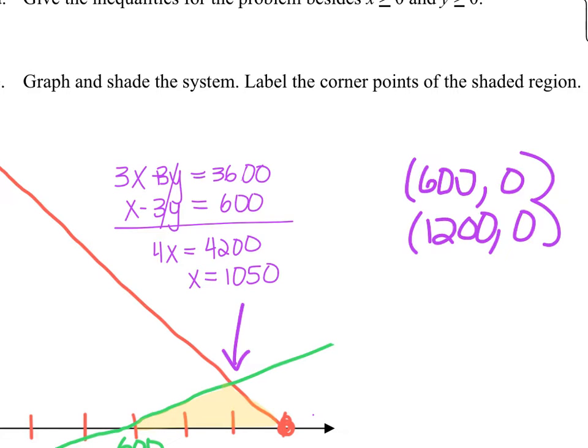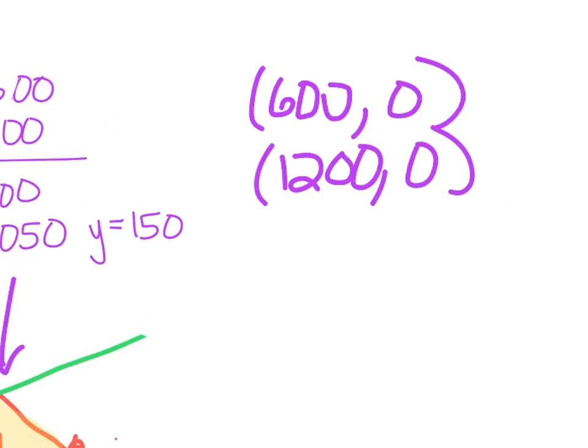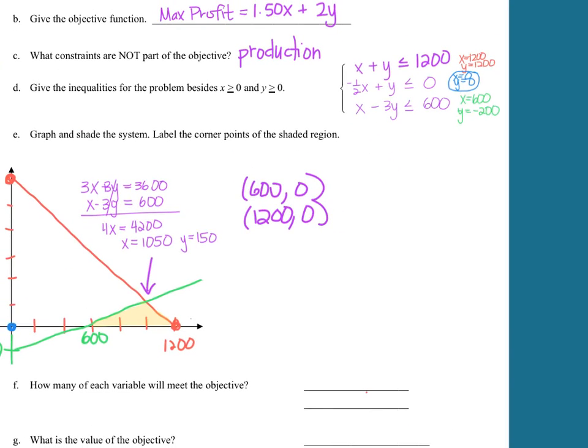And then we need the y value to go with that. And the y value to go with that is 150. And so my other corner point is (1050, 150). All right, once I have my corner points for the 3 corners of this triangular region, I'm going to check each of them in my goal, my objective, which was max profit.